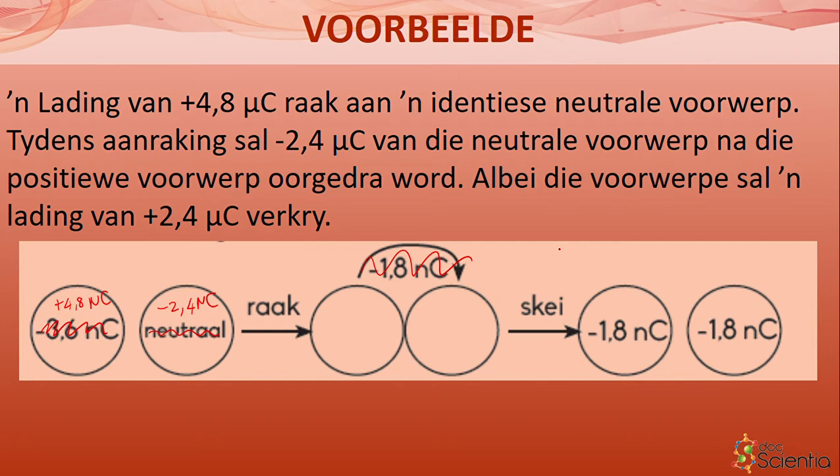So we have positive 4,8 plus negative 2,4, and we divide it by 2, because it divides equally between the two.